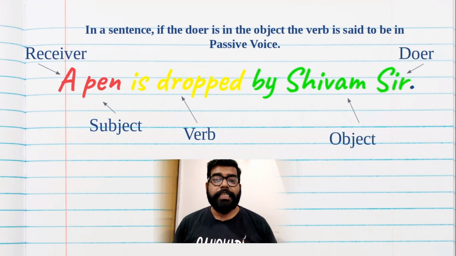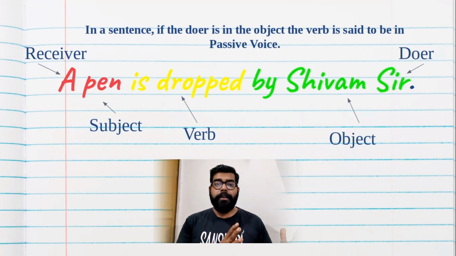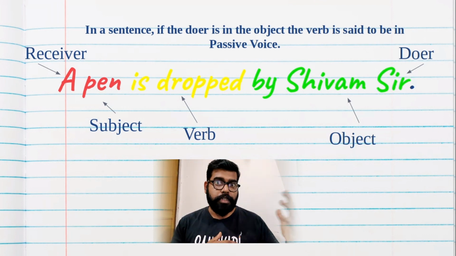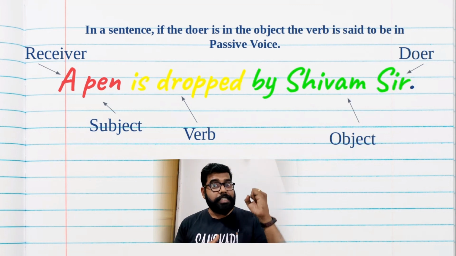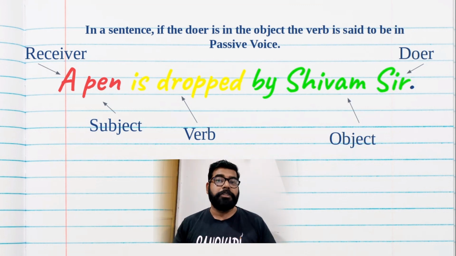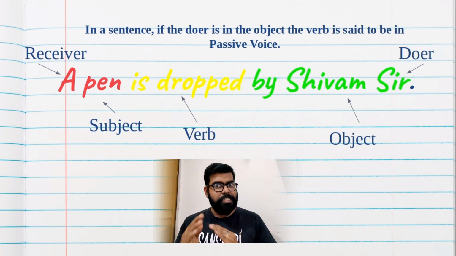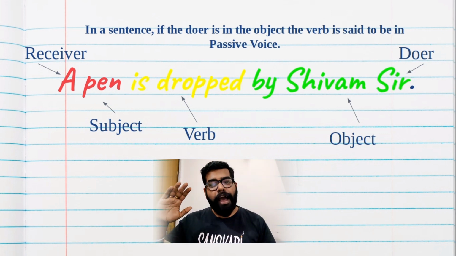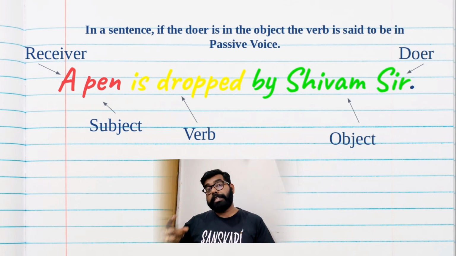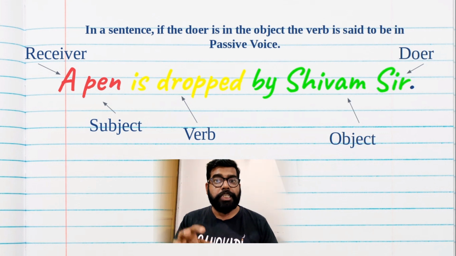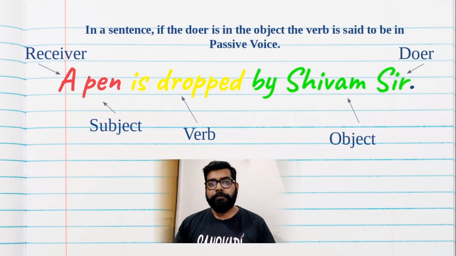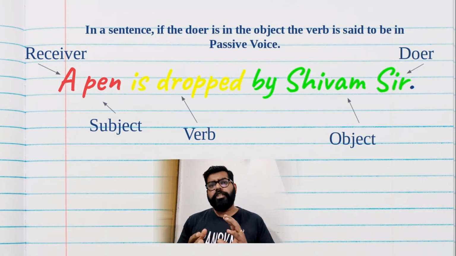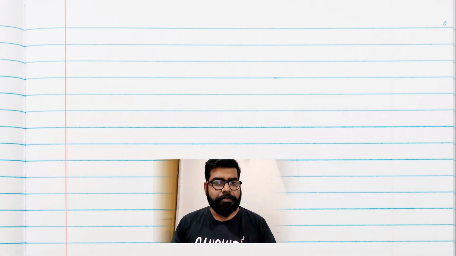So here also we can easily distinguish the red. A pen is the subject in this case. It's changed from the previous sentence, but it's still the receiver of the action. It is still being dropped. Is dropped is the verb. It is changed. We'll discuss how it is changed. And by Shivam Sir is the object, but still Shivam Sir is the doer of the action. He is dropping the pen. Let's look at the changes, like what are the rules when we are changing a sentence from active to passive.